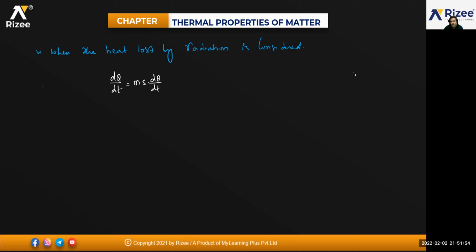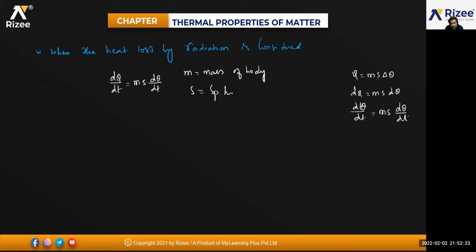How did we get this? We know the formula Q is equal to ms into delta theta. So if I write dQ, dQ is equal to ms into d theta. If I divide by time, d theta divided by dt is equal to, m is a constant, s is a constant, so it is a temperature difference divided by time. So what is m? M is the mass of the body. S is the specific heat of the material of the body.